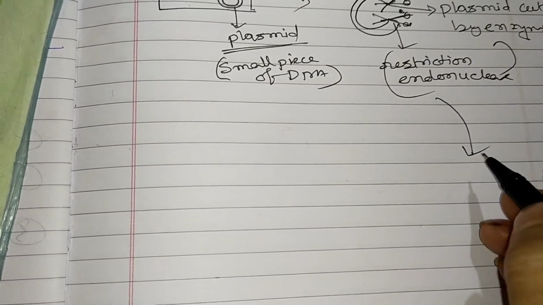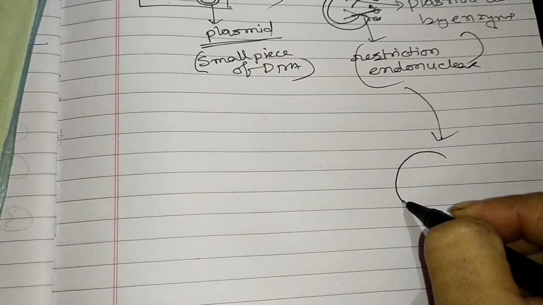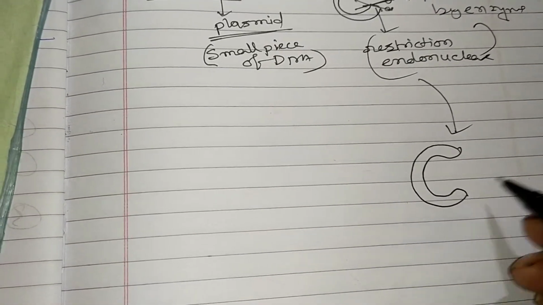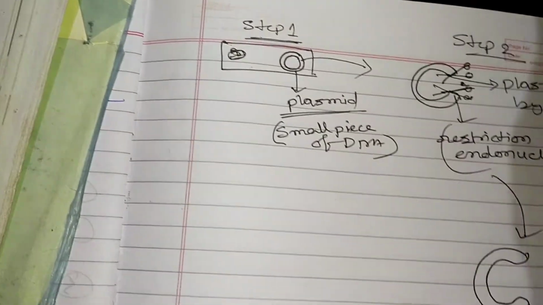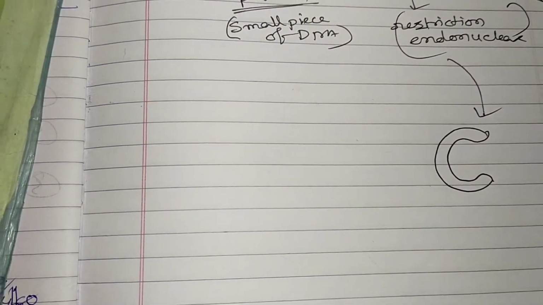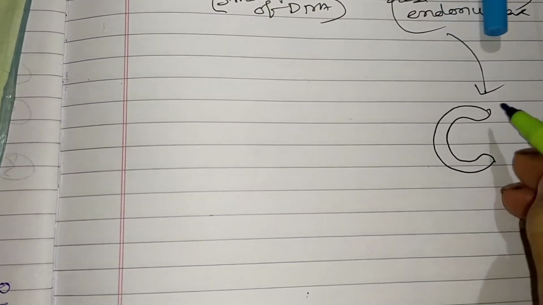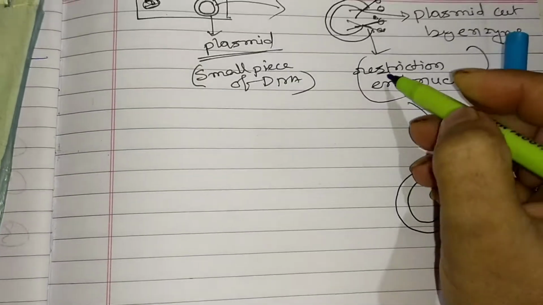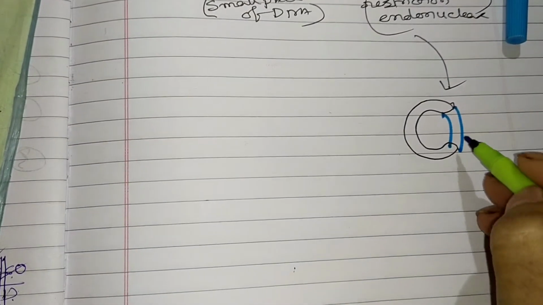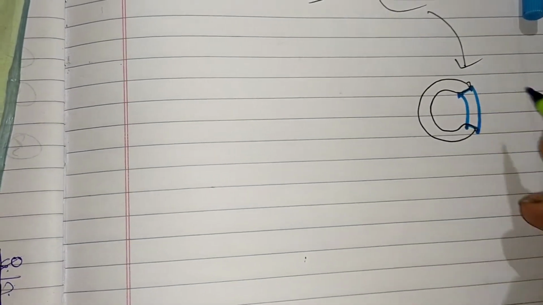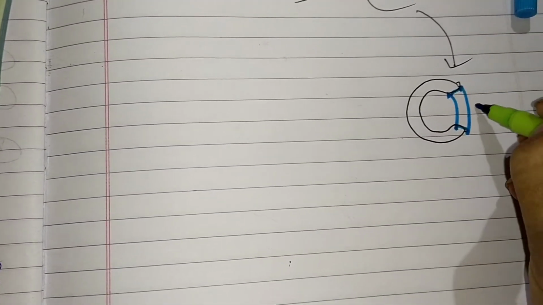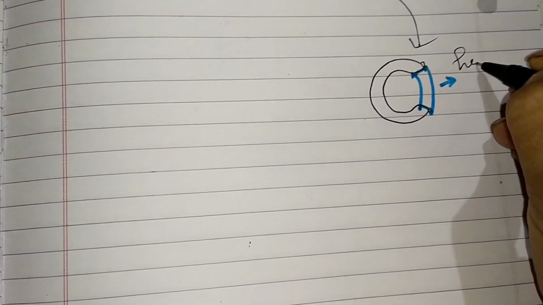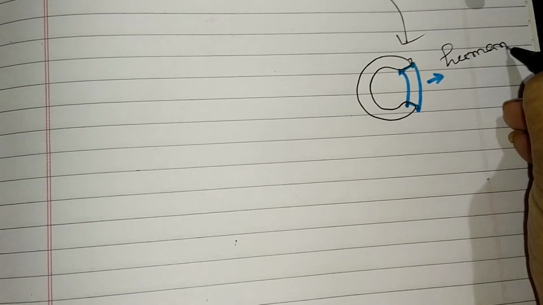Now we are coming to the particular desired gene we are introducing. Suppose one desired gene is here, and that desired gene is suppose insulin, and that we are introducing here. So that desired gene is introduced in that section where we have already cut it. So only the desired gene is introduced here, and suppose it is human insulin.